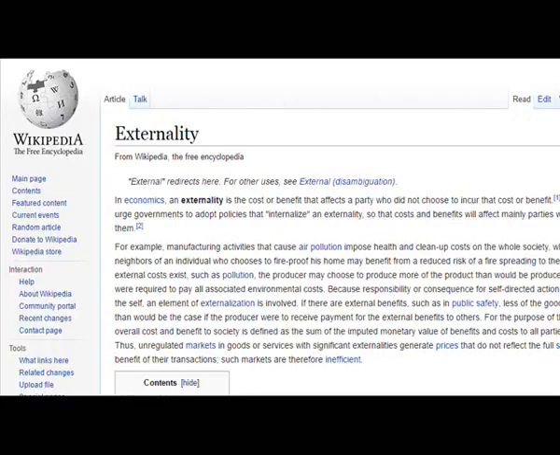Air pollution from motor vehicles is an example of a negative externality. The costs of the air pollution for the rest of society is not compensated for by either the producers or users of motorized transport. In economics, an externality is the cost or benefit that affects a party who did not choose to incur that cost or benefit.